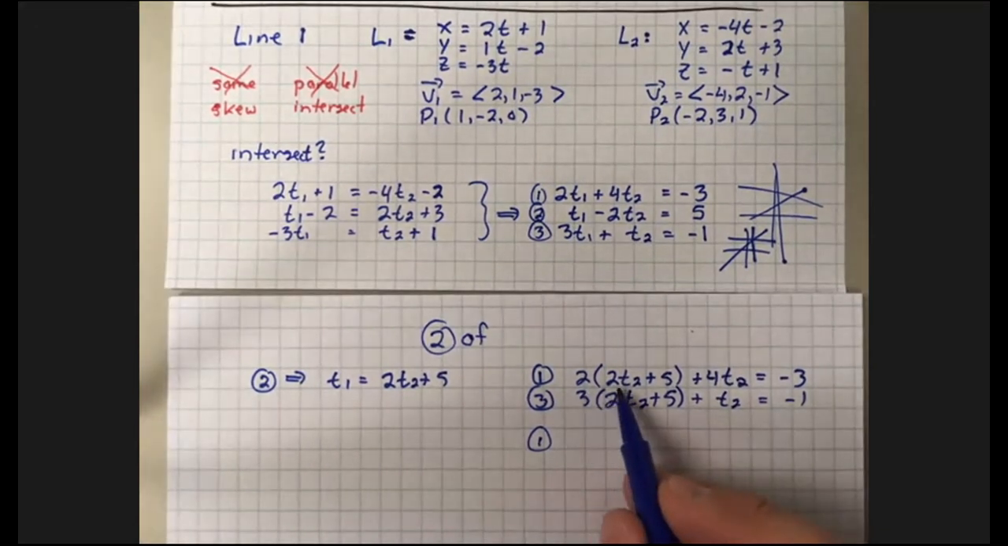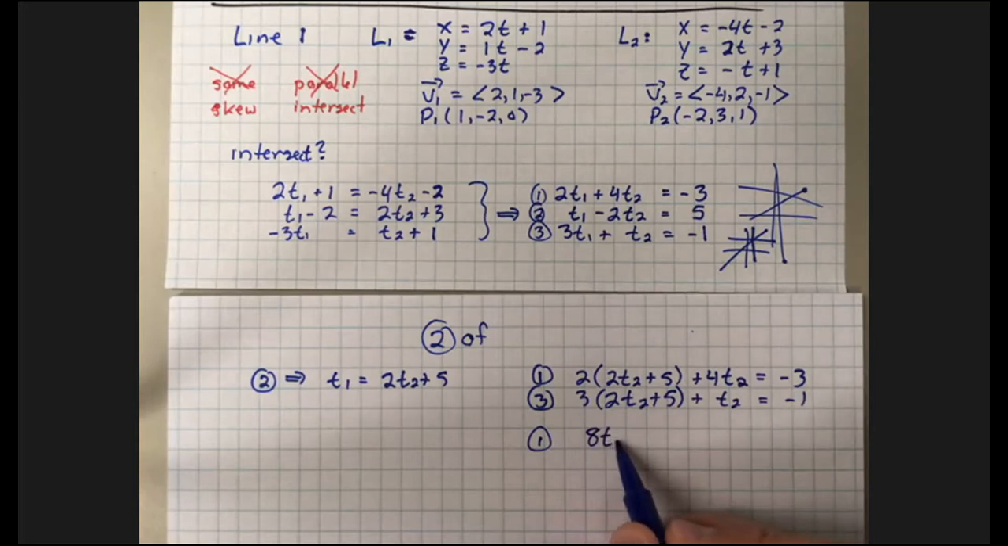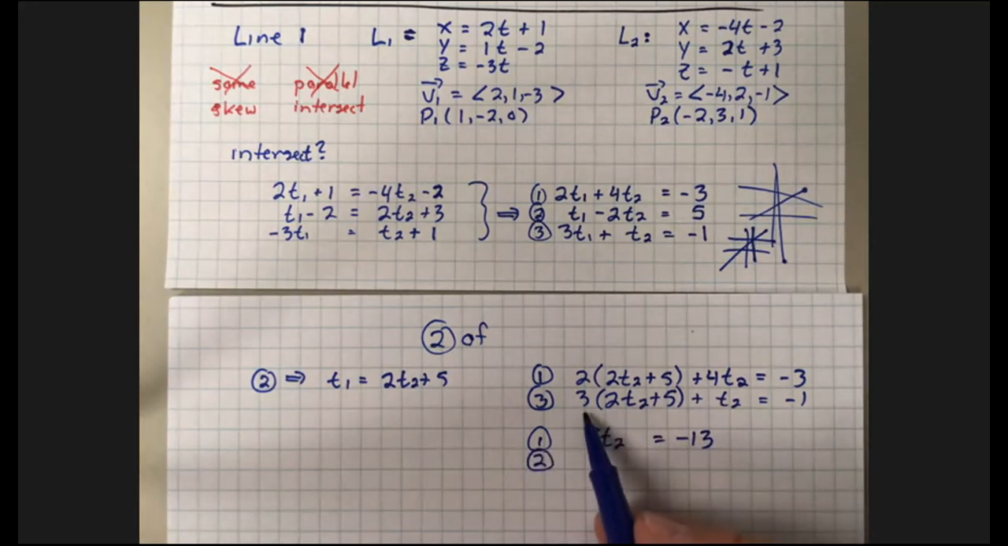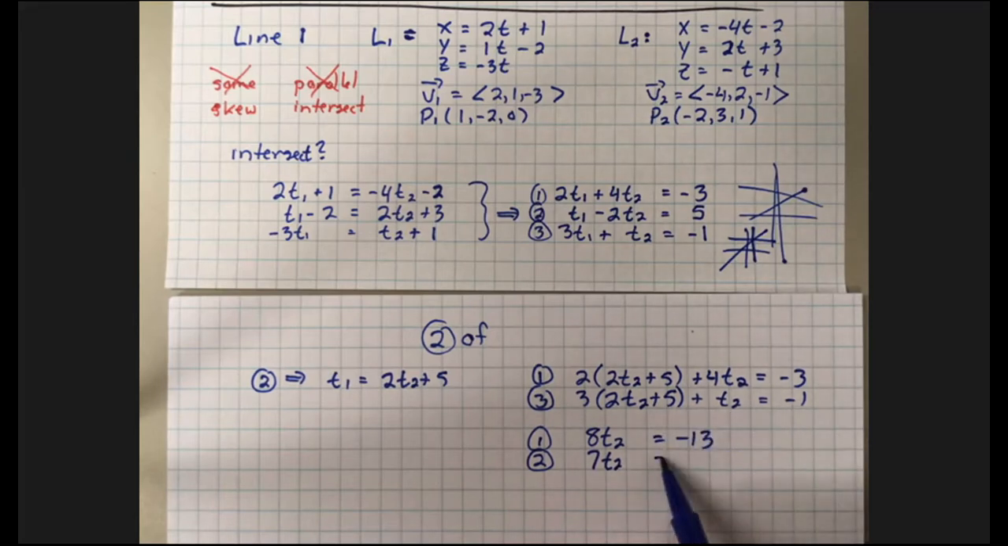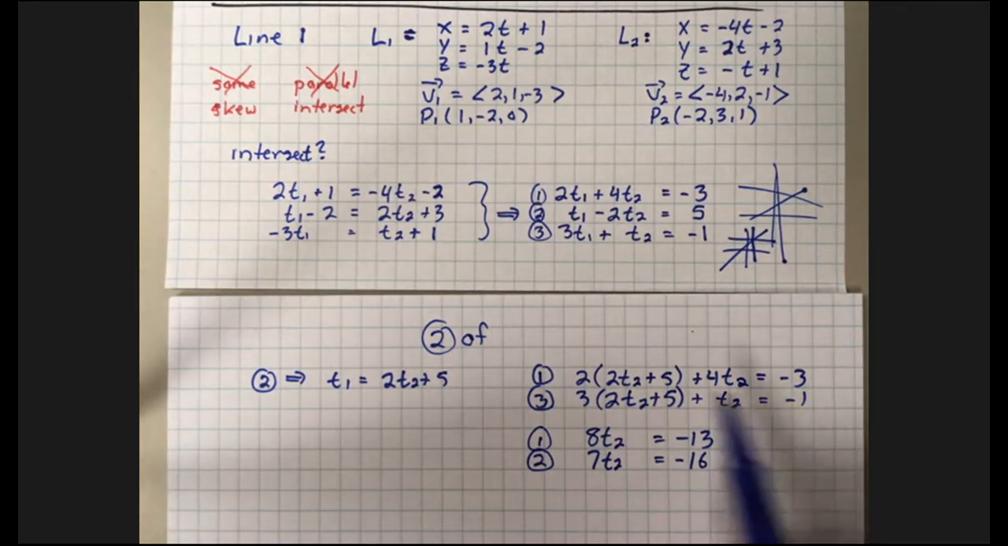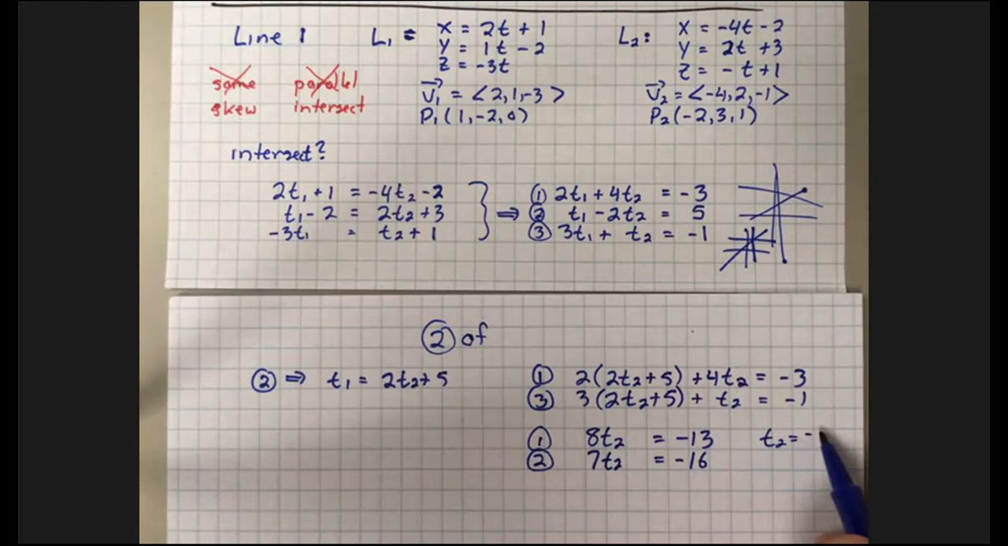What do I got? I got 4t2s and another 4t2s. I got 8 T2s, and then I got plus 10 on the left, minus 3 on the right. I shift the plus 10 to the other side, minus 13. And here I have 6 T2s, another T2 is 7 T2s. And then I have plus 15 on the left, minus 1 on the right. This is minus 16. And so what do I say about these three equations, three unknowns? I can find a T2 in the first equation that works, minus 13 over 8. I can find a T2 in the third equation that works, minus 16 over 7.